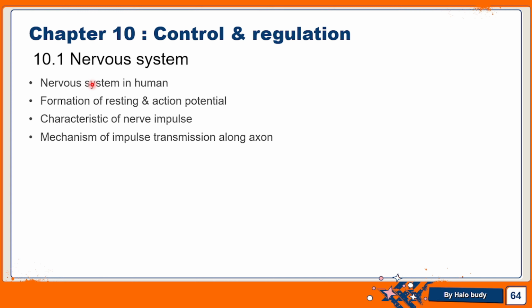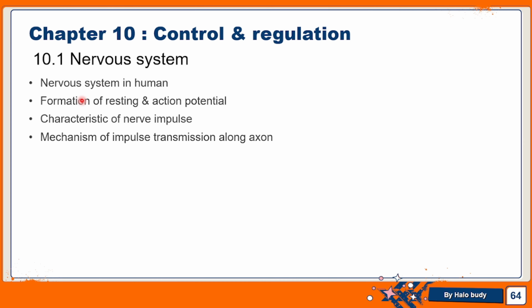Don't say that after semester 1 you forgot all about the neuron. Cannot. You still need to remember. And not only the neuron, you also need to know the central nervous system and the basic nervous system that occurs in humans.